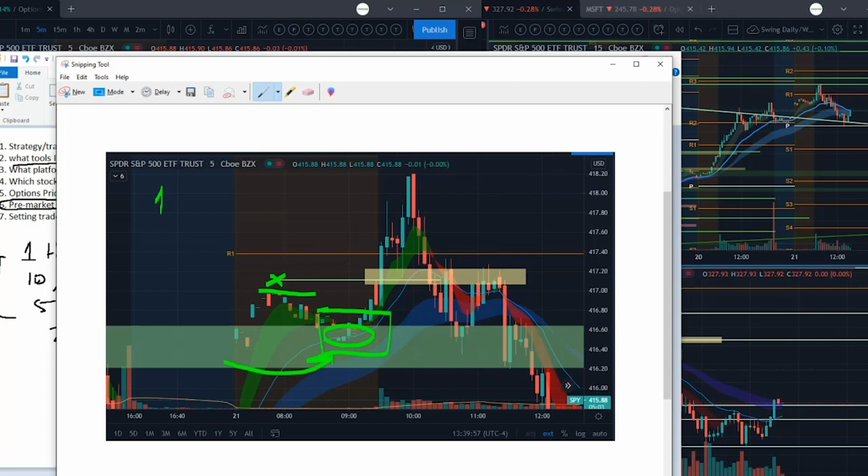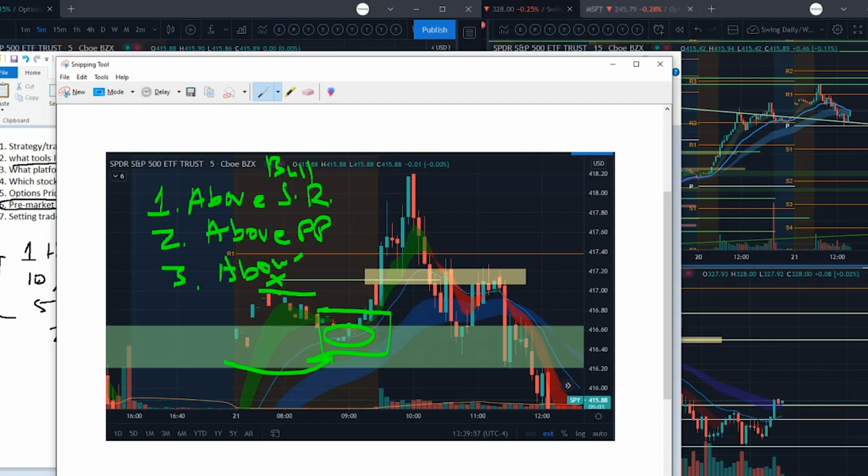So number one, above structure resistance, right? SR, I'm going to call it structure resistance. Number two, above pivot point, right? This is the bullish case. Number three, above the 20 EMA on a 5-minute chart. That's the bullish case. If you just flip these to below for the bearish case, that's how you're going to get your bear levels. So let me just erase all this.